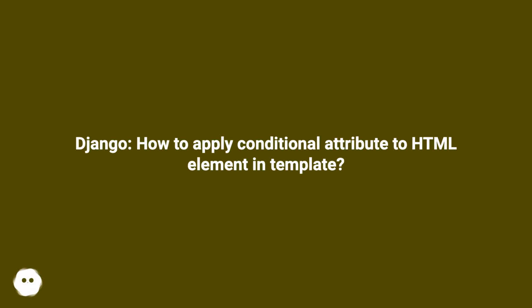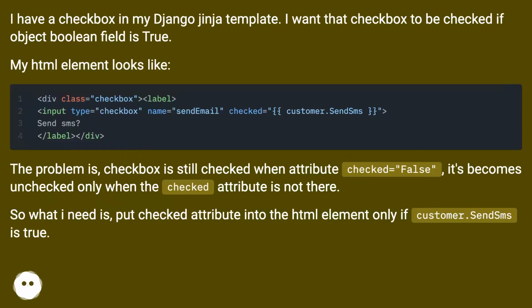Django, how to apply conditional attribute to HTML element in template. I have a checkbox in my Django Jinja template. I want that checkbox to be checked if the object's boolean field is true. My HTML element looks like this. The problem is, the checkbox is still checked when the attribute checked equals false. It becomes unchecked only when the checked attribute is not there.